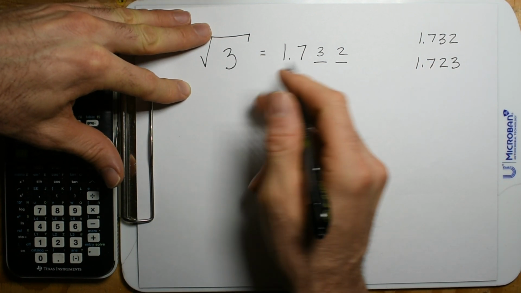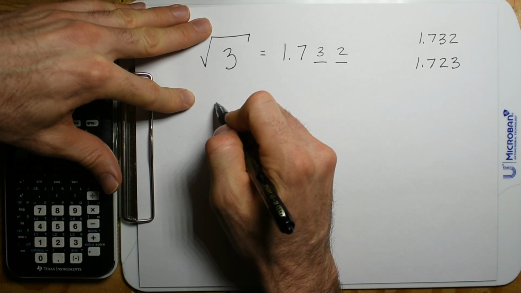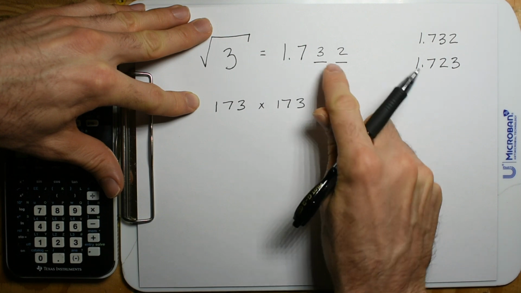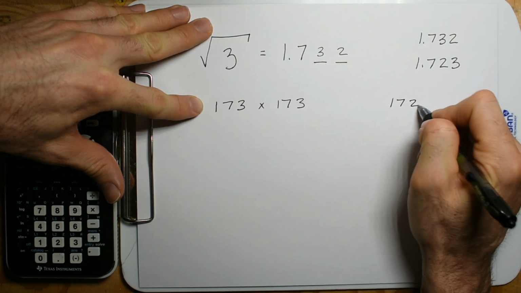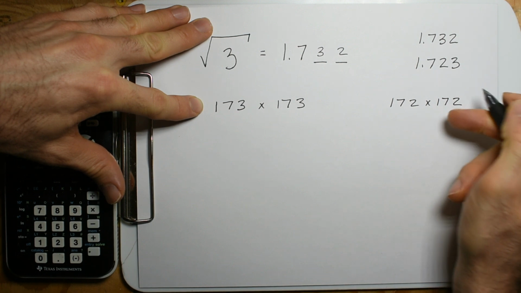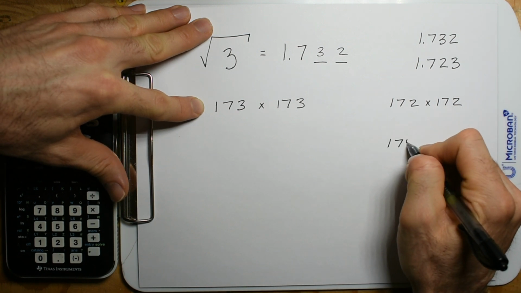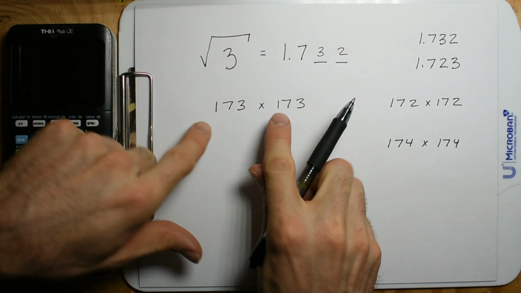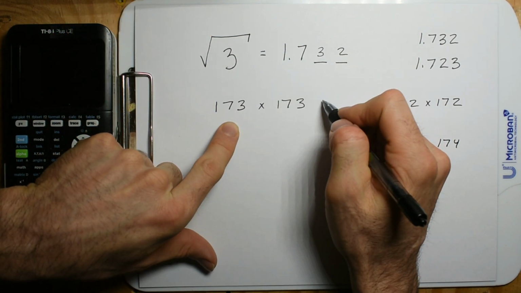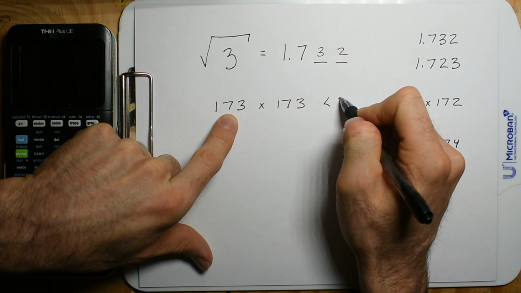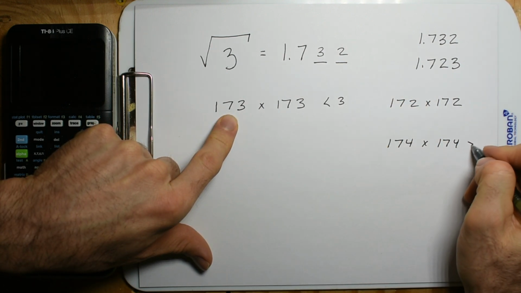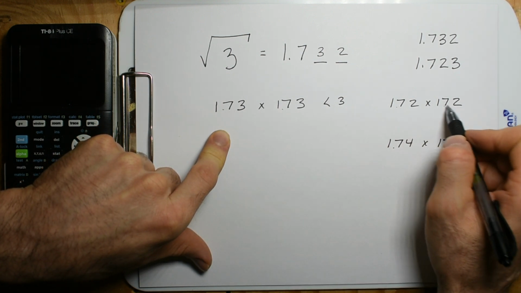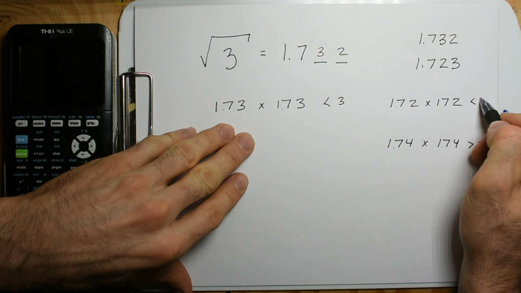And so I was just like, well, how do I check this by hand calculations? So I'm going to go 173 times 173. And then I'll also multiply 172 times 172. And just for kicks, I'll multiply 174 times 174. So as a decimal, 1.73, you know what I mean? This should be just less than 3. This should be greater than 3, if I put the decimals in here. And this should definitely be less than 3.